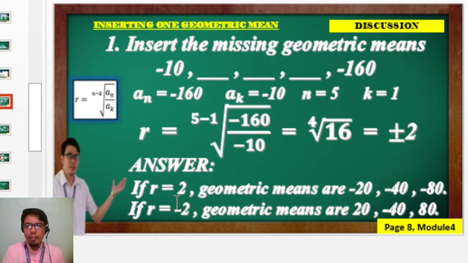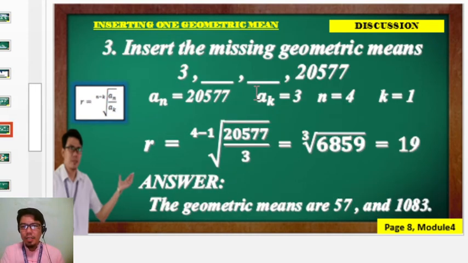While on the other hand, if r is negative 2, the geometric means are, so we have negative 10 times negative 2, negative times negative is positive 20. And then multiply negative 2 again to positive 20, the result is negative 40. Times negative 2 again, the result is positive 80. So therefore, there are two possible sets of answers. Next.